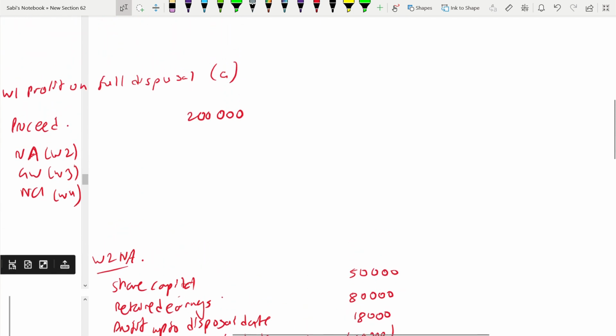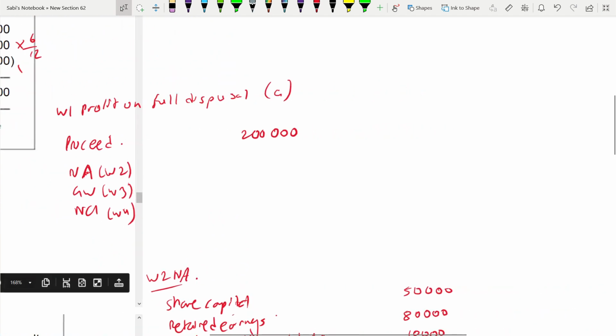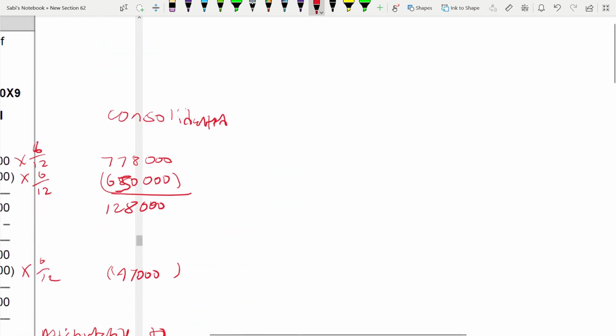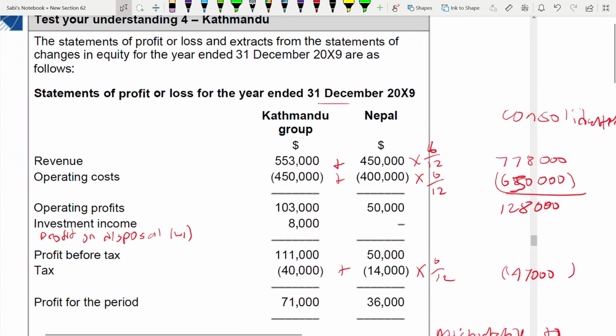So we were stuck with working 1. So net asset we have got now, according to working 2, 138,000. Goodwill is 30,000. This one is 48,400. You deduct it. 119,600 deducted from 200,000 will give you 80,400. So this is the profit on disposal. This 80,400 you go and apply here, profit on disposal.